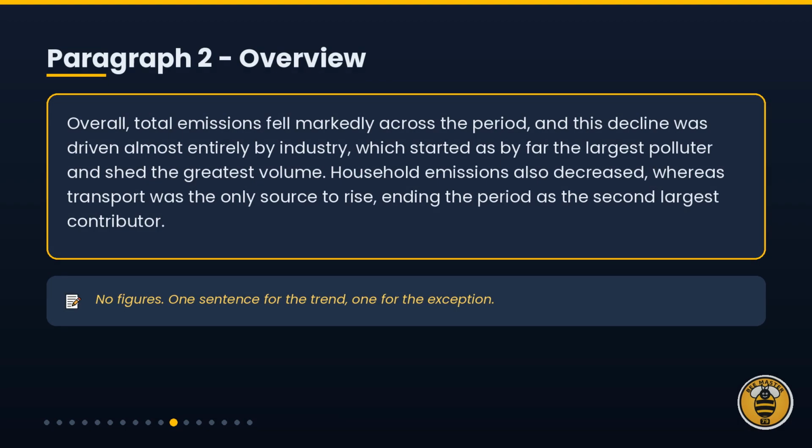Paragraph 2. The overview. Overall, total emissions fell markedly across the period, and this decline was driven almost entirely by industry, which started as by far the largest polluter and shed the greatest volume. Household emissions also decreased, whereas transport was the only source to rise, ending the period as the second largest contributor. Read it again and note that it contains no numbers whatsoever.